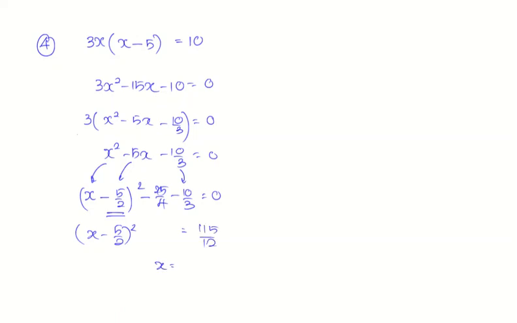So x equals plus minus square root of 115 over 12 plus 5 over 2. There you will get it. You can write the answer in 4 significant figures. Let's try 4 significant figures. The answer is 5.596.